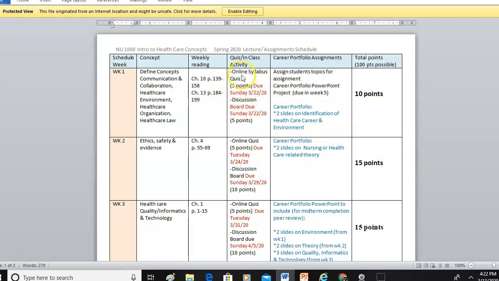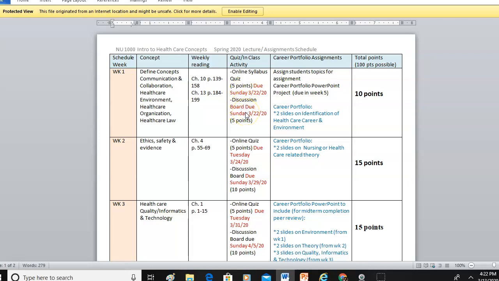So you see that there is an online syllabus quiz. That one is worth 5 points and is due on Sunday, March 22nd, and that will be due by 11:59 p.m. This online syllabus is a quick quiz to have you review what you've read in the syllabus. So once you've looked at the syllabus, it's going to ask you questions to make sure that you're understanding the syllabus.